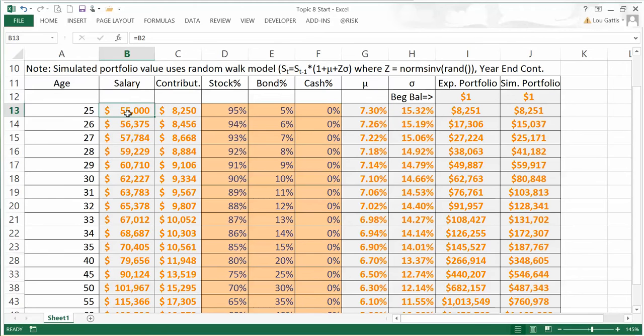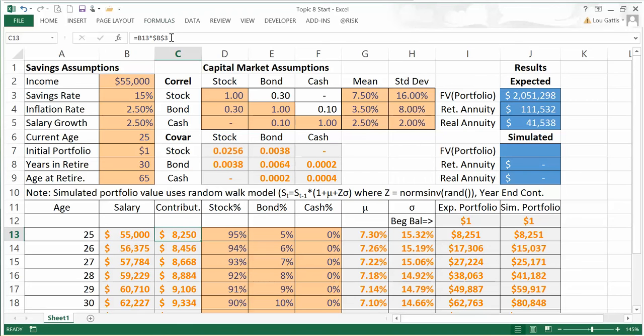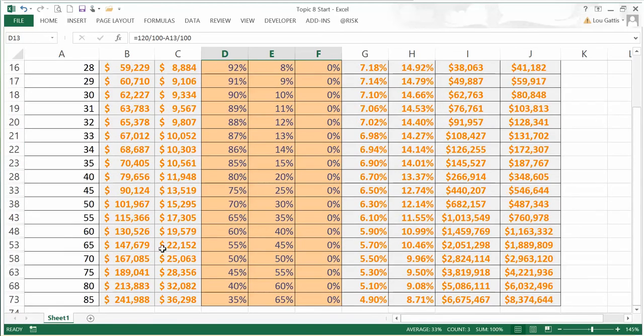So, a person starts out with $25,000. Their annual contribution is going to be 15% of their salary. And I'm going to use a simple rule for allocating their assets over their life. I'm going to assume they use the 120 minus your age rule of thumb for asset allocation. So at the age of 25, you take 120 minus 25, or 95% of their portfolio in equity. I'll put the rest in bonds, and I'll use no cash for this example. So at the age of 25, you're 95/5. At the age of 65, you're 55% stock, 45% bond.